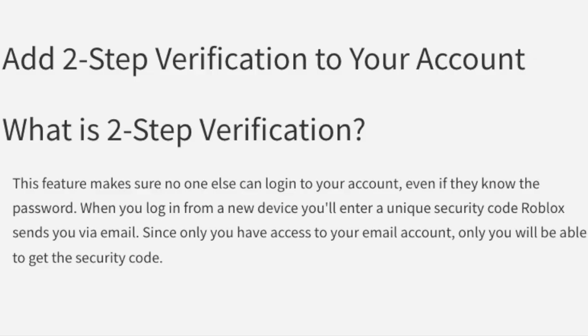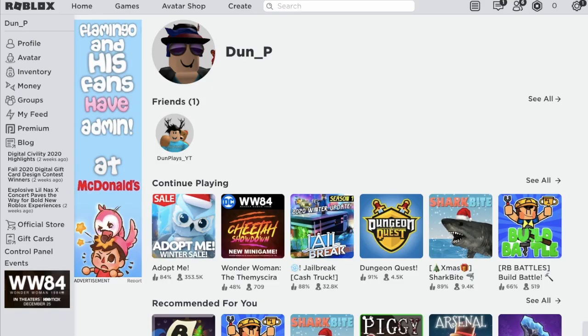If you don't know what two-step verification is, it is a feature that makes sure no one else can log into your account, even if they know the password. When you log in from a new device, you'll enter a unique security code Roblox sends you via email. Since only you have access to your email account, only you will be able to get the security code. So if you want to protect your account, then turn it on.